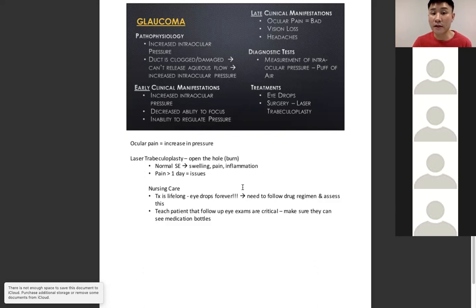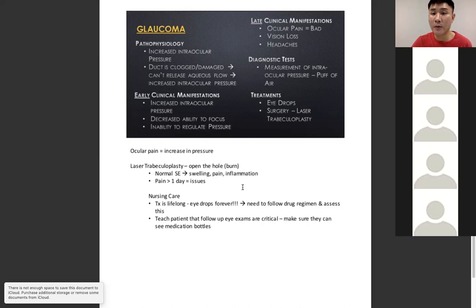What are the early clinical manifestations? Early clinical manifestations include increased intraocular pressure, of course, and decreased ability to focus, because the patient will have pain in the eye from the buildup of pressure, and inability to regulate pressure. Late clinical manifestations include ocular pain. When the patient feels severe or even moderate pain, that means it's already entering the late stage, and that's quite bad. Vision loss is obviously the late stage and really bad, and headaches.